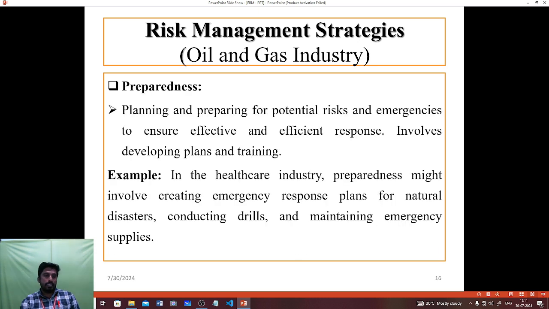And the next one is preparedness. It is nothing but planning and preparing for the potential risk. Before that, we plan the methodologies for how we protect the environment and how we manage the risk. First of all, we plan and prepare for the potential risk and emergency to ensure an effective and efficient response. It involves developing plans and training. So it may be useful for avoiding the risk going to the next level of risk management strategies. For example, in the healthcare industry, it might involve creating emergency response plans for natural disasters, conducting drills and maintaining emergency supplies. So if it is well planned, we avoid the risk and also control the risk in particular areas.